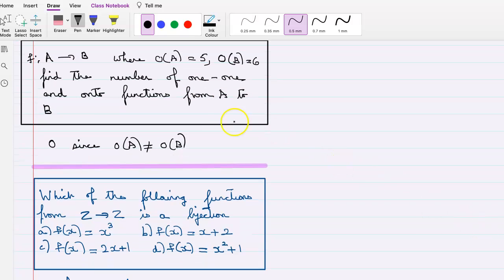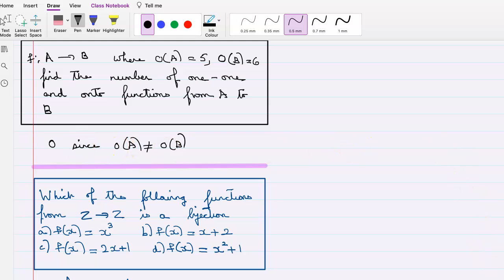So let f be a function from A to B where order of A is 5, order of B is 6. Find the number of one-to-one and onto functions from A to B. So what do we need to find? The number of bijective functions from A to B. But here order of A is not equal to order of B, so this is 0.